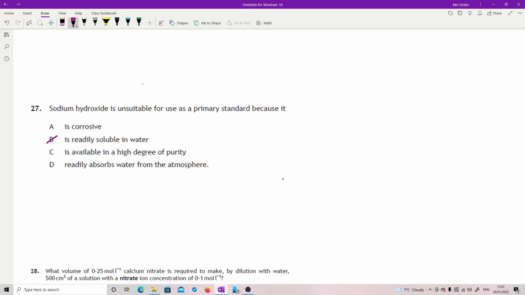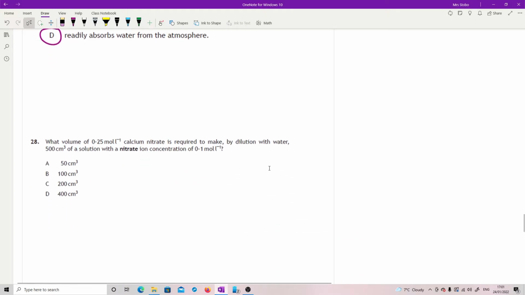Available in a high degree of purity. Well, that's essential for primary standards, so that's not the problem either. It's corrosive. Well, that's true, but that's got nothing to do with it as a primary standard. If the chemical you need to use is corrosive, you just have to be more careful with what you're doing and work out the hazards. So it's not because it's corrosive that it's unsuitable. So we're left with this one, or you might have gone to it straight away. Readily absorbs water from the atmosphere is a problem because what that's going to do is increase the mass, which means it's going to make it very difficult for you to get an accurate measure of the mass that you're using to make up your primary standard solution. Okay.